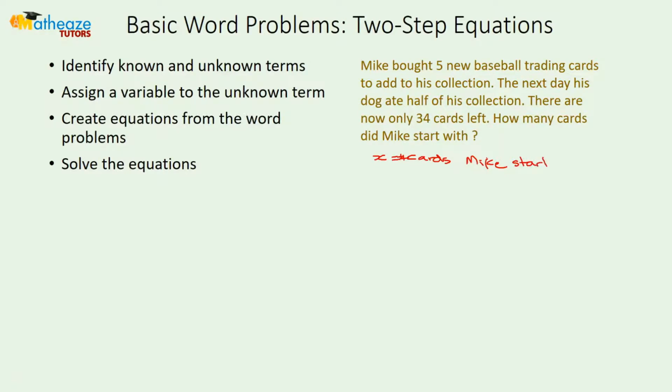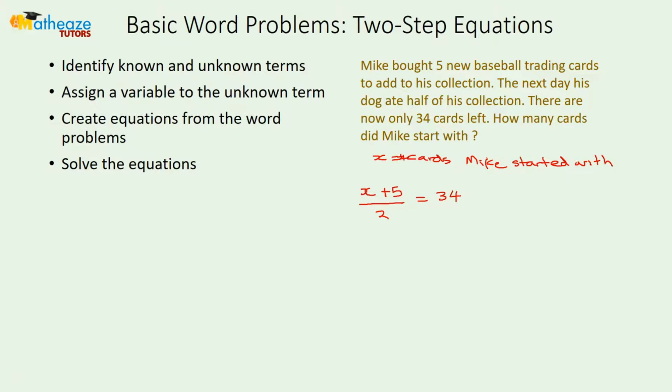So, number of cards Mike started with. Here's what the equation tells us. Mike had x cards and he bought 5 more, and the dog ate half of all he had, and now he's left with 34. So what we're going to do now is to get the number of cards he had.